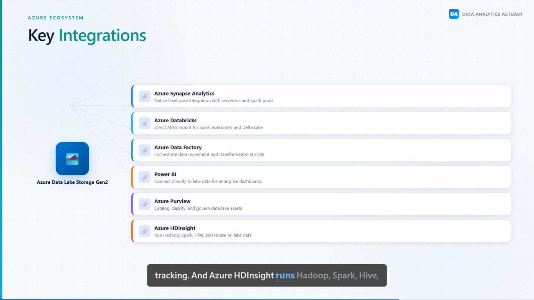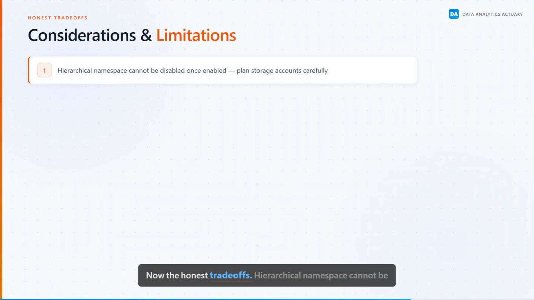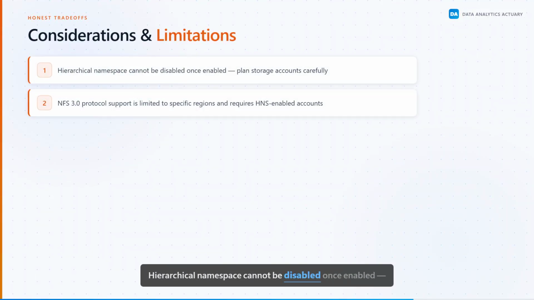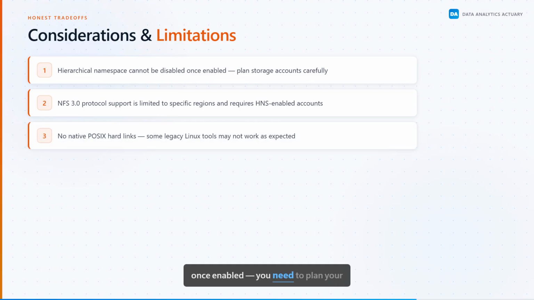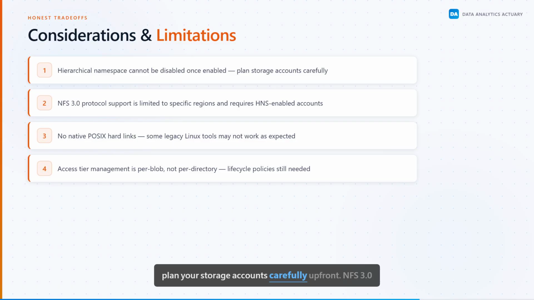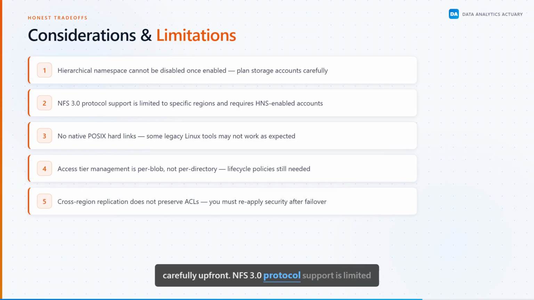And Azure HDInsight runs Hadoop, Spark, Hive, and HBase on Gen 2 as the default storage layer. Now the honest trade-offs. Hierarchical namespace cannot be disabled once enabled. You need to plan your storage accounts carefully up front. NFS 3.0 protocol support is limited to specific regions and requires a hierarchical namespace-enabled account. There are no native POSIX hard links. Some legacy Linux tools may not work exactly as expected.